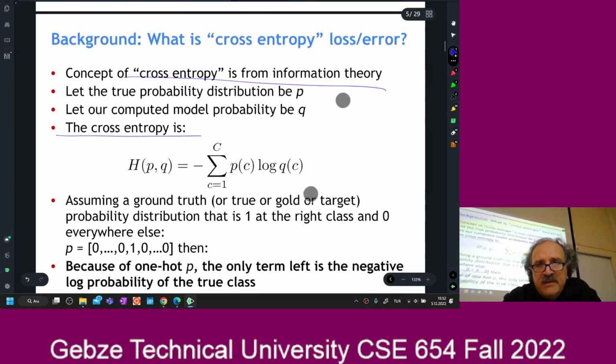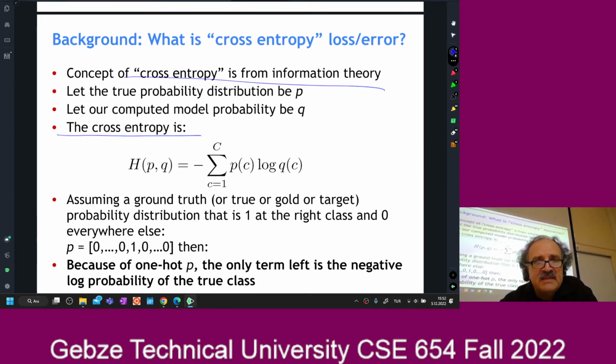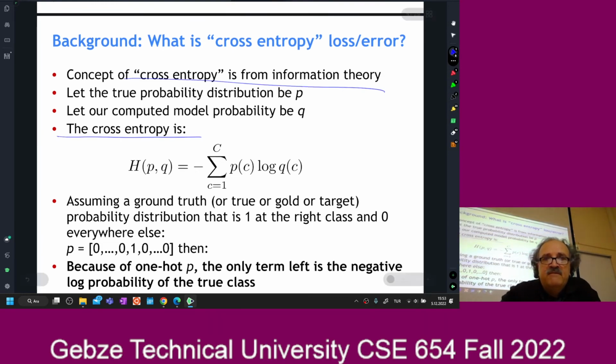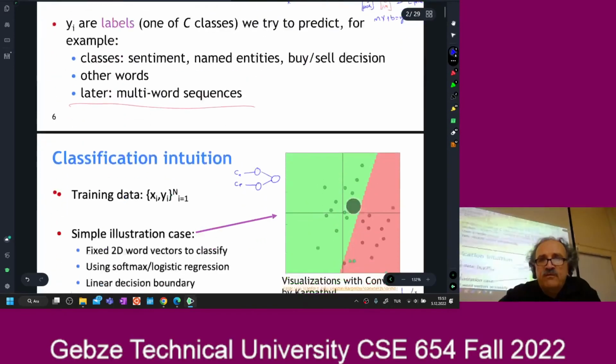But how about this? PC, the true probability distribution. If my true probability is going to be either 0 or 1, I mean, what is the probability of this one?